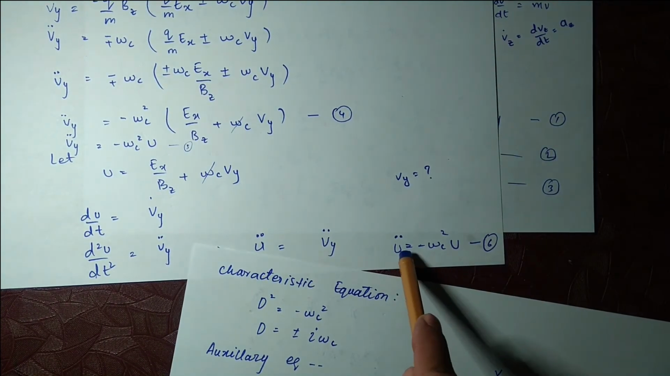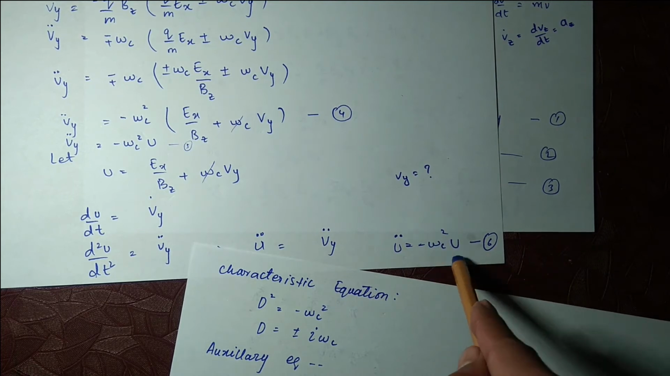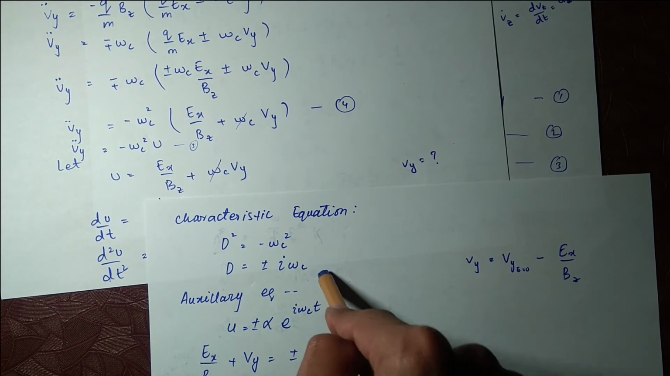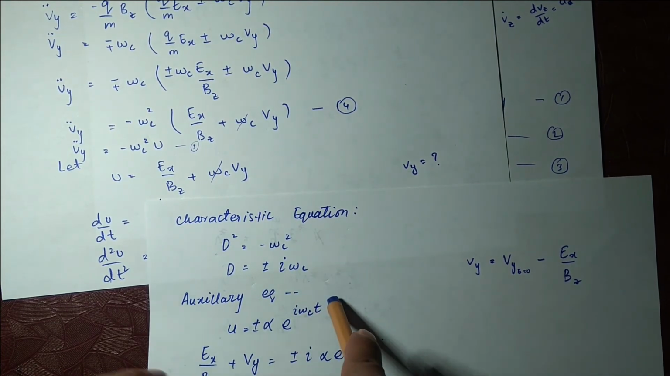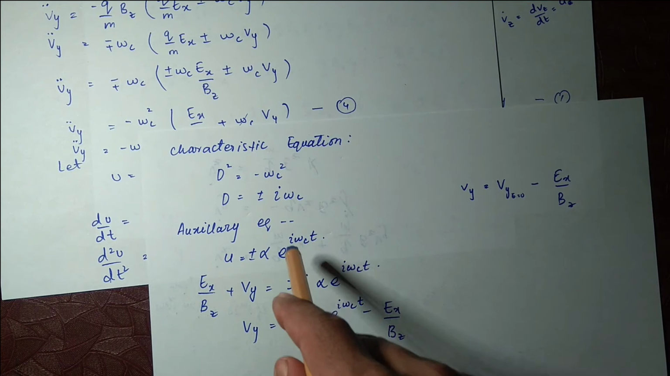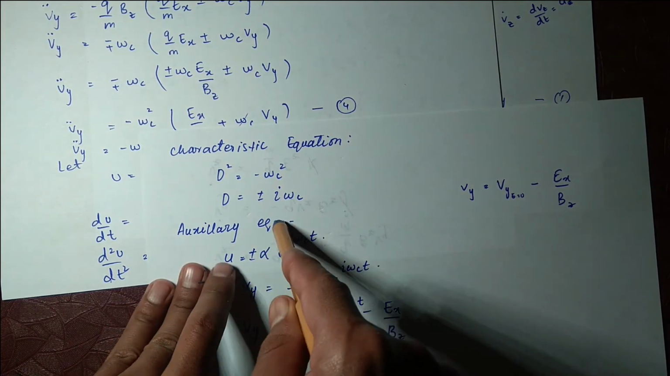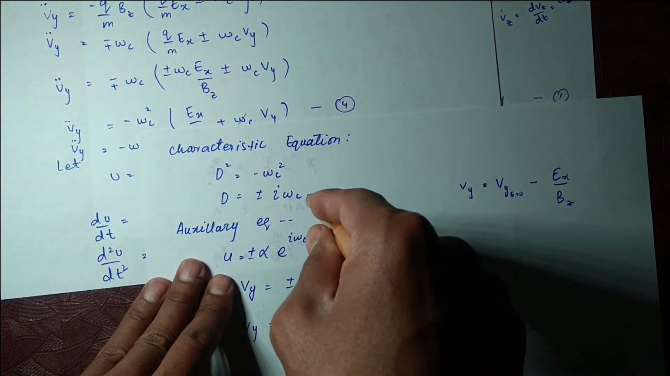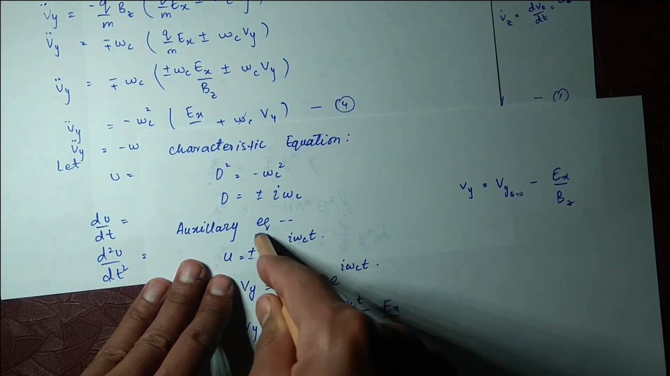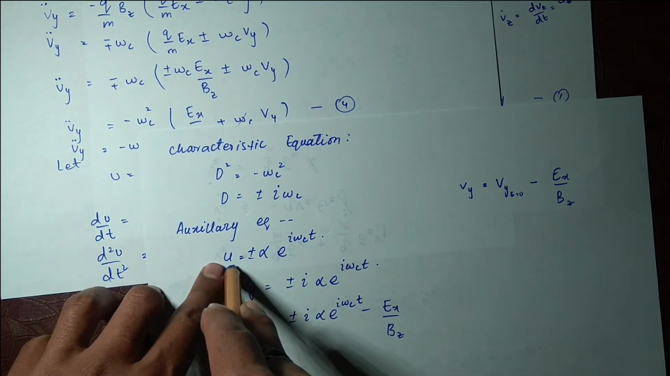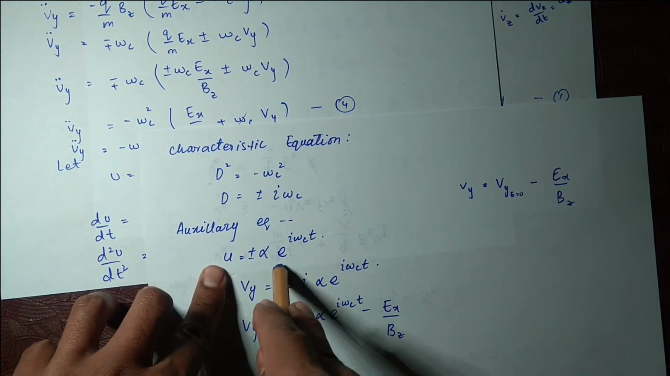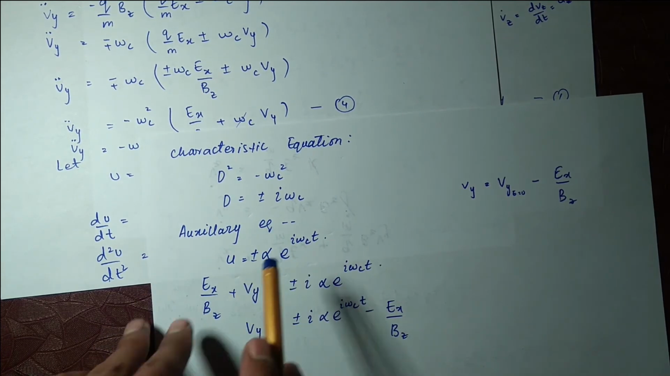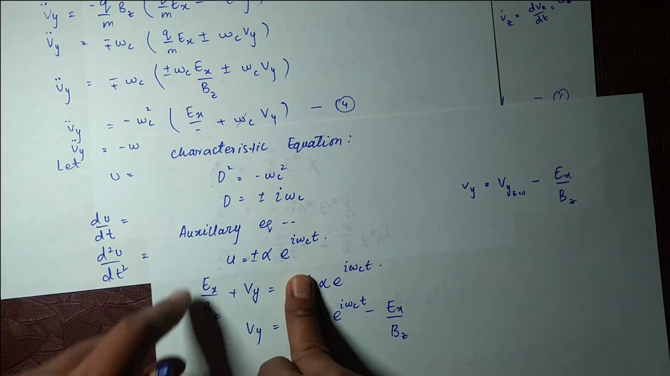For the characteristic equation, d squared equals minus omega c squared u, and d will be equal to plus minus iota omega c. This is our characteristic equation. Now the solution of this characteristic equation will be the auxiliary equation, which is u equals plus minus alpha e to the power iota omega c t. This will be the solution for this equation.